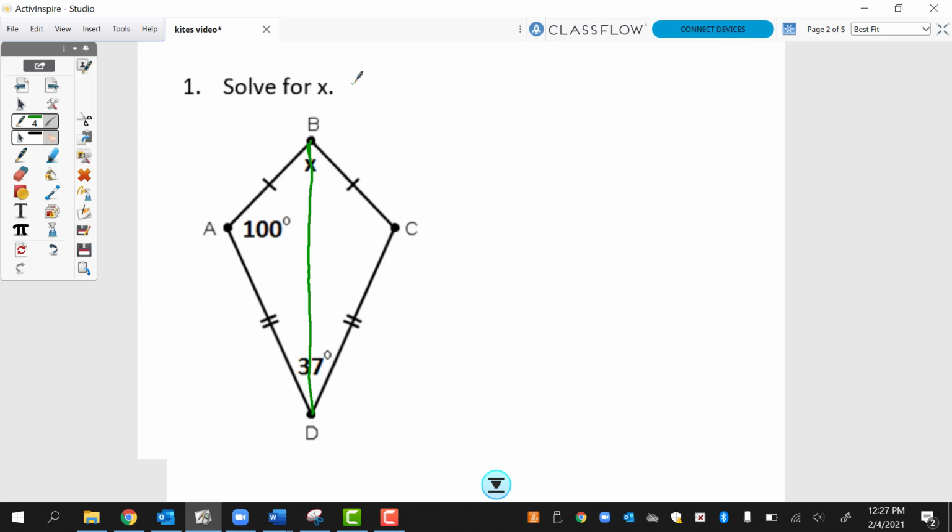Now, we know any 4-sided shape should add up to what number? They're angles, because these are angles. What should 4-sided shapes add up to? 360. We know that. Now, this is the one I'm trying to figure out. I know this one's 100. I know this one is 37. This one is blank. I need to know that so I can write an equation where all 4 of them add up to 360.